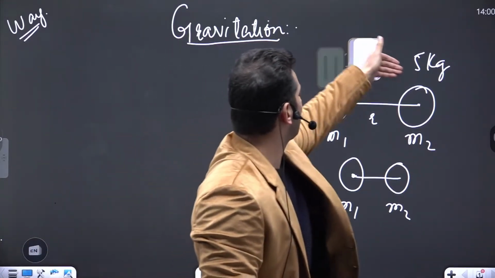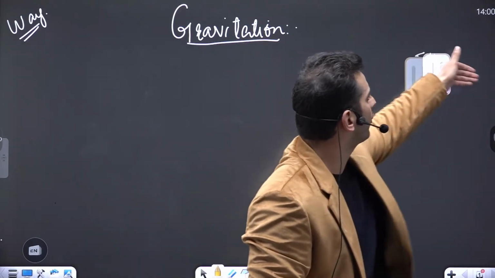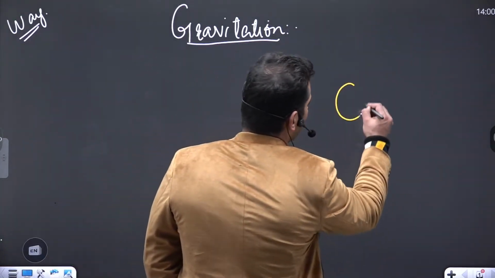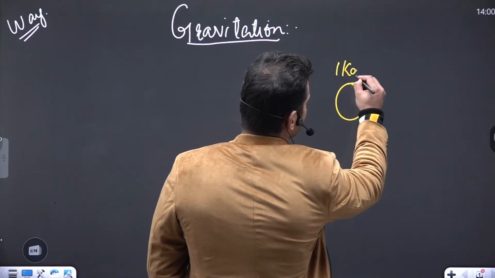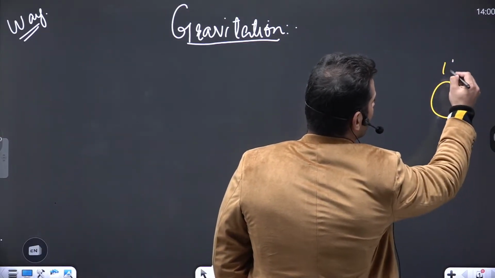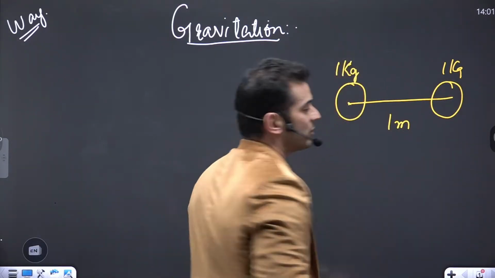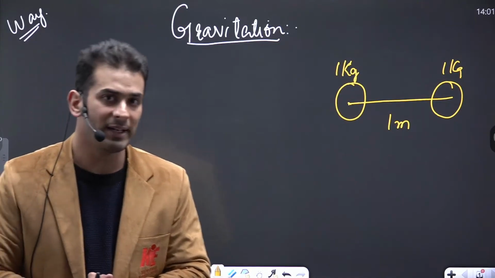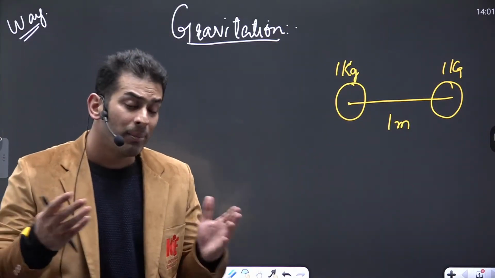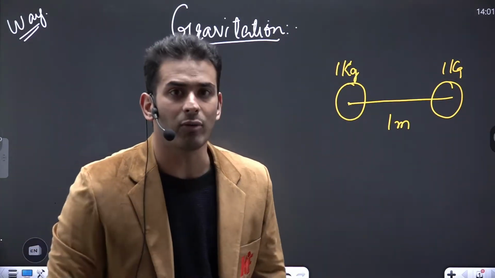We recently concluded that whenever there are two masses, they will attract each other with some force. Right, beta? For example, I have a mass of 1 kg and another mass of 1 kg at a distance of 1 meter. The distance between these two masses is 1 meter. It is for sure that these two masses will attract each other. But what is the force? What's the magnitude of the force with which they are attracting each other? We'll check it out.